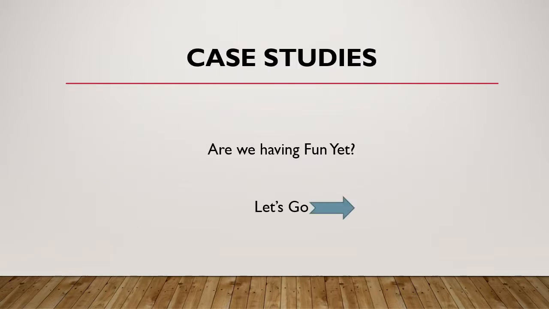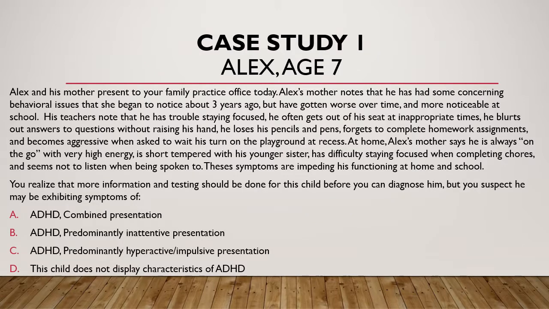All right, let's look at a couple of case studies. We have Alex, age 7. He and his mother present to your family practice office today. Alex's mother notes that he has had some concerning behavioral issues that she began to notice about 3 years ago. But they've gotten worse over time and more noticeable at school. His teachers note that he has trouble staying focused. He often gets out of his seat at inappropriate times. He blurts out answers to questions without raising his hand. He loses his pencils and pens, forgets to complete homework assignments, and becomes aggressive when asked to wait his turn on the playground at recess.